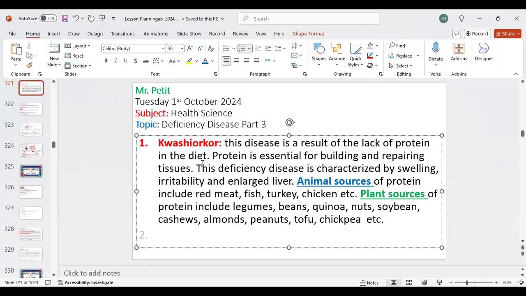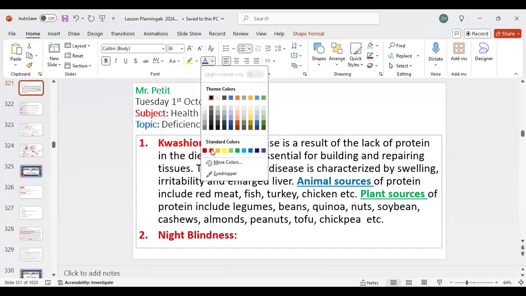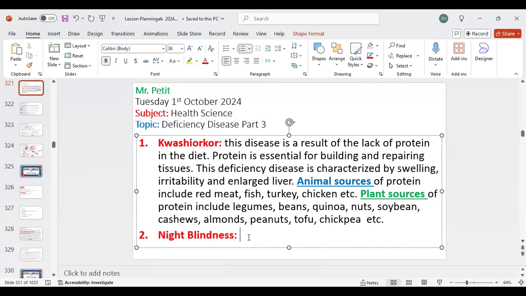Okay, so that's kwashiorkor. All right. The next one is going to be night blindness. Night blindness. Now, what would you think night blindness is caused by? Can't see in the night, but what is it caused by? A lack of what? Which vitamin? Like carrots, vitamin D? Not D. No.